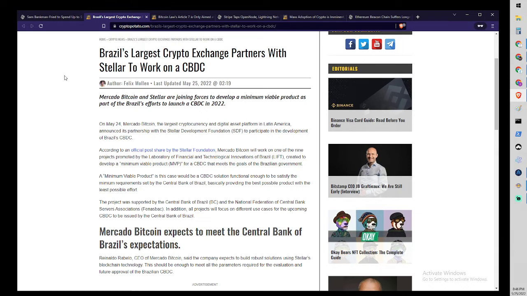Mercado Bitcoin, the largest cryptocurrency and digital asset platform in Latin America, announced a partnership with Stellar Development Foundation to develop Brazil's CBDC. If you guys haven't heard, Brazil's been in the works for making a CBDC for quite some time. They've been looking at different chains, eventually settled on the Stellar network because, let's see, what was it?